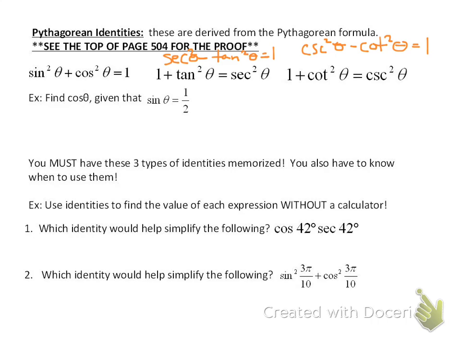All right, so find cosine theta given that sine theta is half. All right, so we're going to use sine squared theta plus cosine squared theta equals 1. Well, if sine theta equals half, what's sine squared theta? Wait. Half squared. Why did you choose this one here?